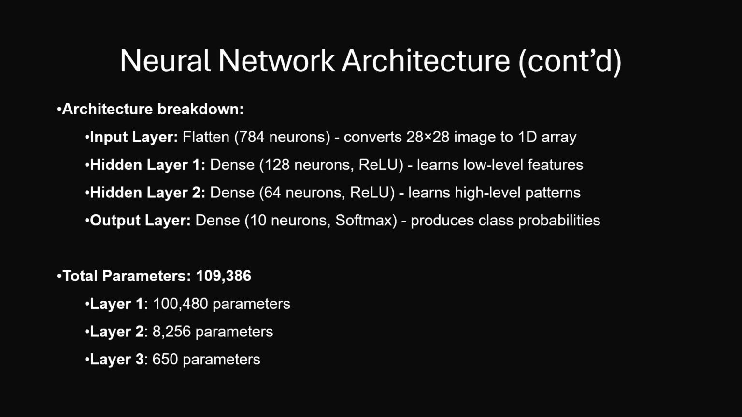The total parameters are 109,386. And to break that down a little bit more, layer 1 gets 100,480 parameters, layer 2 gets 8,256, and layer 3 gets 650.